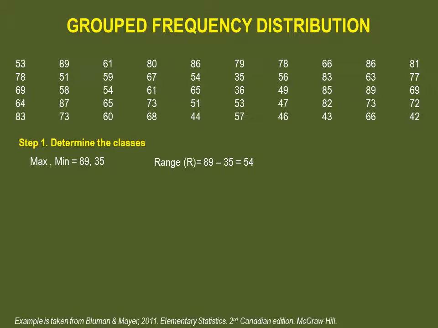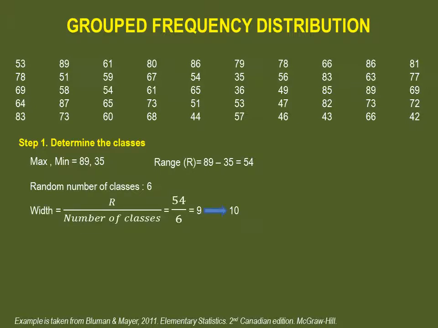You must then select the number of classes that you want. Remember that the only rule for this is that it has to be between 5 and 20 classes. So we have randomly chosen 6 classes. You must divide the range by the number of classes to get the width. Now you notice here that 54 divided by 6 gives us 9, which means that there are no decimal values in our number. Because we have no decimal values, we automatically add 1 to our width. So our width will actually be 10.